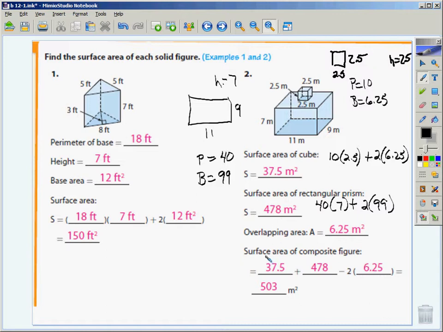They said the surface area of the composite figure. They added 37.5. They added 478, the area of the cube, the area of the rectangular prism. And they said that I had to take away 2 of these pieces that overlapped. The overlapping piece was this area, 6.25. I had to take 2 of those away, which is where I came up with 503 meters squared. Everybody okay? Understand the concept?